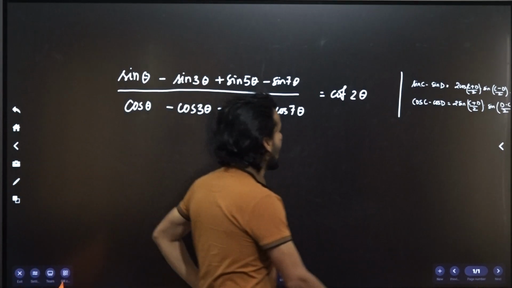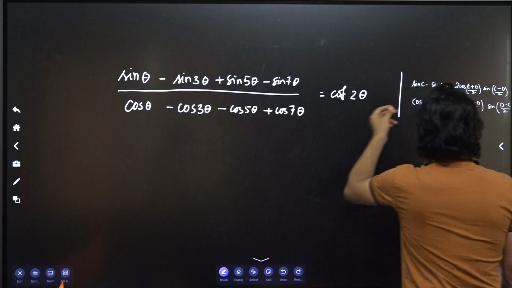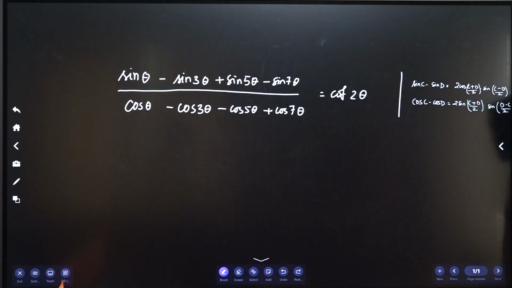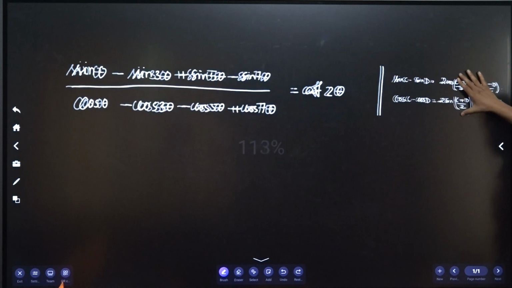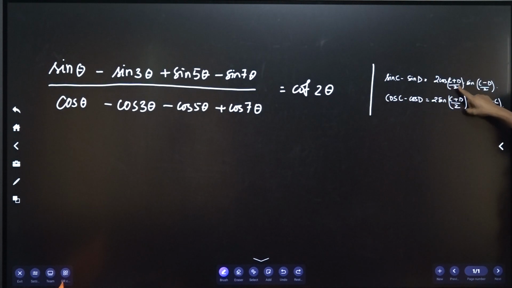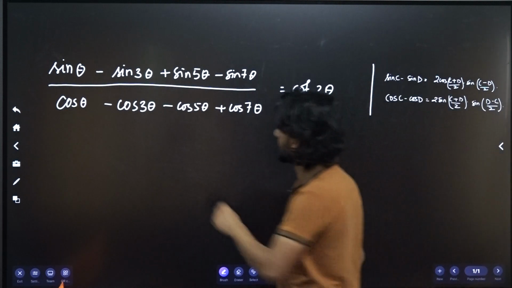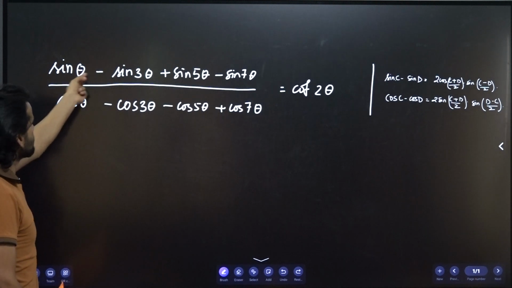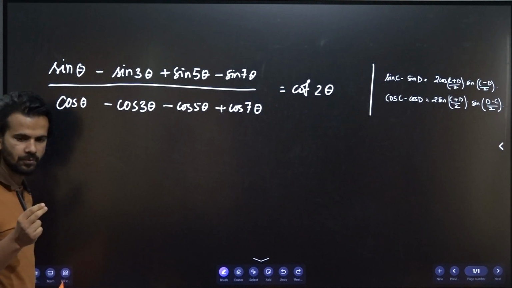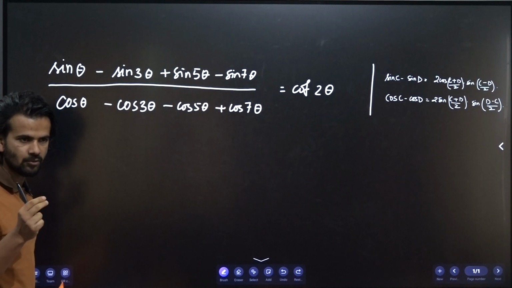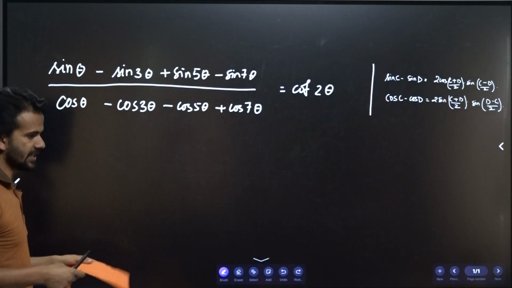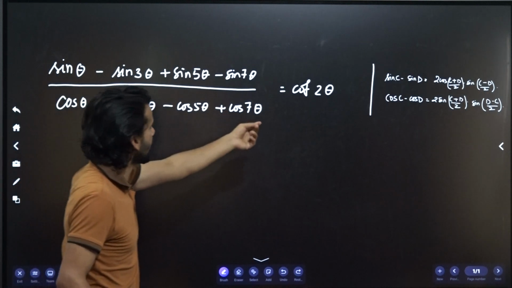Of course, when we have addition, we can write it in the form of product, right? Yes. We know these formulas. Sin c minus sin d equals 2 cos (c plus d)/2 into sin (c minus d)/2. So here, if we consider this one to be c, this one to be d, how much is (c plus d)/2 going to be? 3 theta plus 3 theta divided by 2, that is 2 theta. So we are somewhere close, right?